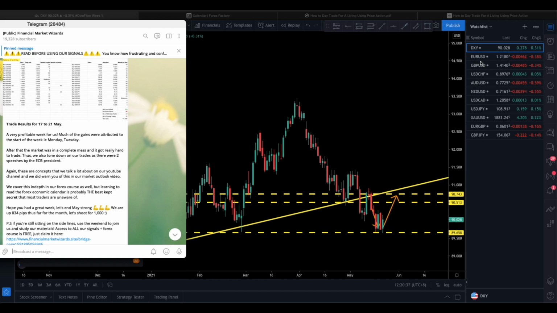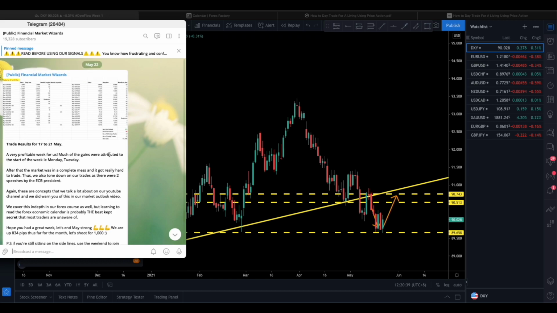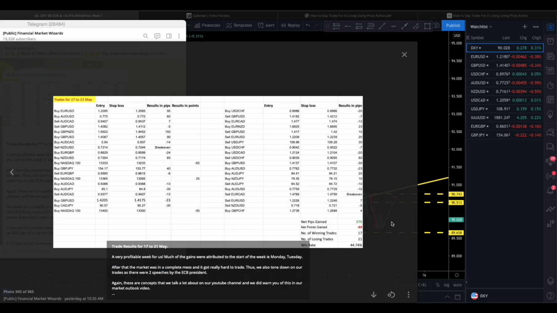own. Now, as a recap, this week was a very profitable week for us. It wasn't an easy week, but nonetheless, we almost hit 400 pips this week, okay? So this is what we do week in and week out, okay? We prepare for the week ahead over the weekends.